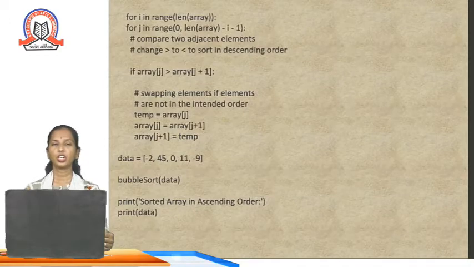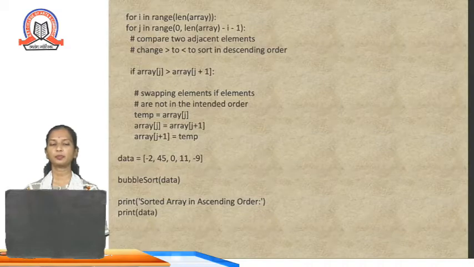Here there is a function written, namely bubble sort. The syntax is from the language Python. The method, that is the function bubble sort, accepts an array of elements. The array of elements is present out here, that is the array is given as -2, 45, 0, 11, -9. So this is my list that is created with the number of elements, that is 5, and this list is passed to the function bubble sort.